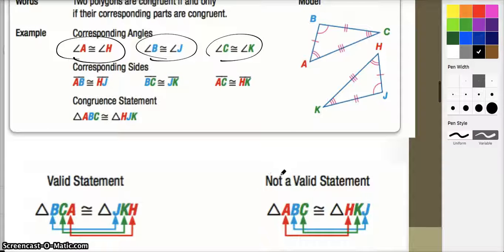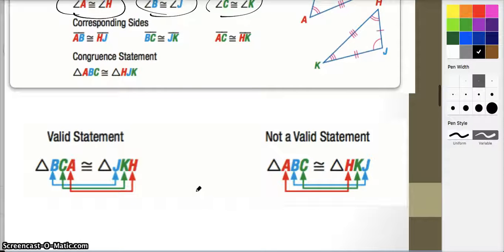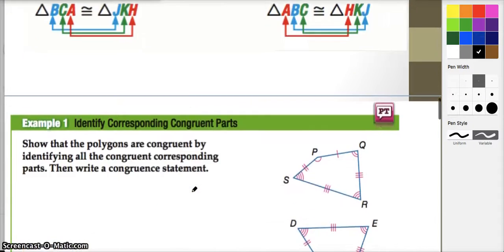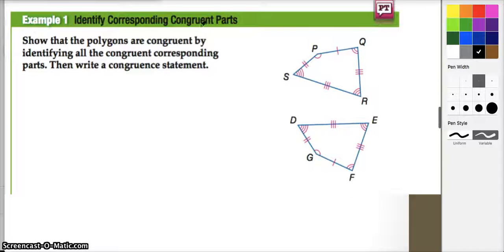The valid statement shows that you need to be sure that you are lining up the corresponding angles with one another, whereas the not valid statement doesn't do a good job of that. All right, so here's our first example. We're going to identify corresponding congruent parts.